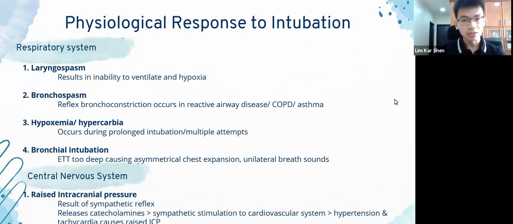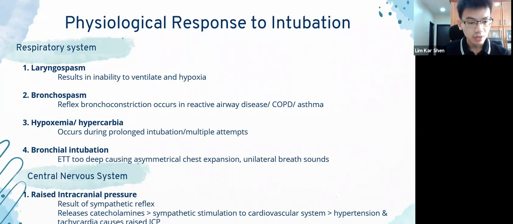The response of intubation in the respiratory system, such as laryngospasm, results in inability to ventilate and hypoxia. Bronchospasm due to reflex bronchoconstriction occurs in reactive airway disease, COPD, and asthma. Hypoxemia and hypercarbia occur during prolonged intubation or multiple attempts of intubation. Bronchial intubation due to ETT too deep causes asymmetrical chest expansion and unilateral breath sound.